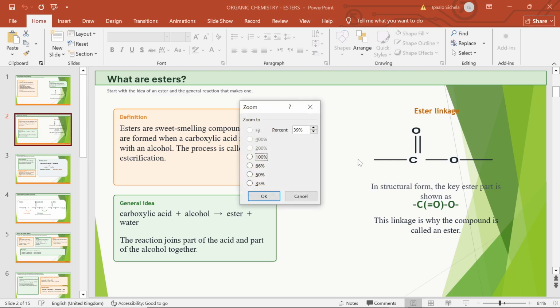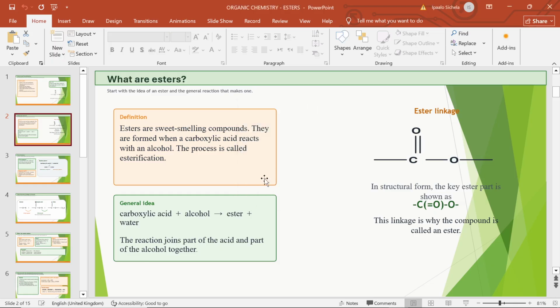So the general idea of esterification is that a carboxylic acid will react with an alcohol to form an ester and water. So how does an ester linkage look like?